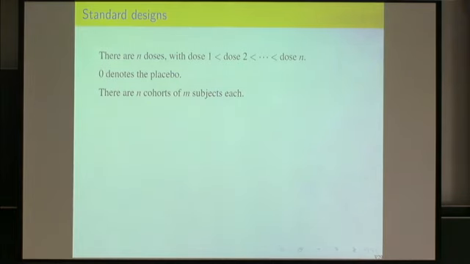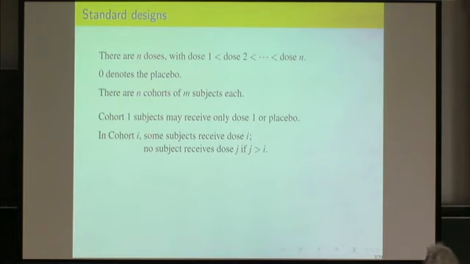So I'm going to call these standard designs. Now you can see I'm a mathematician. I've got n doses. I just call them 1, 2, 3, 4 to n. I don't mean those are the real values. I mean that dose 2 is bigger than dose 1. And the point about a standard design is we have the same number of cohorts as we have doses. And I'm going to say m subjects per cohort.